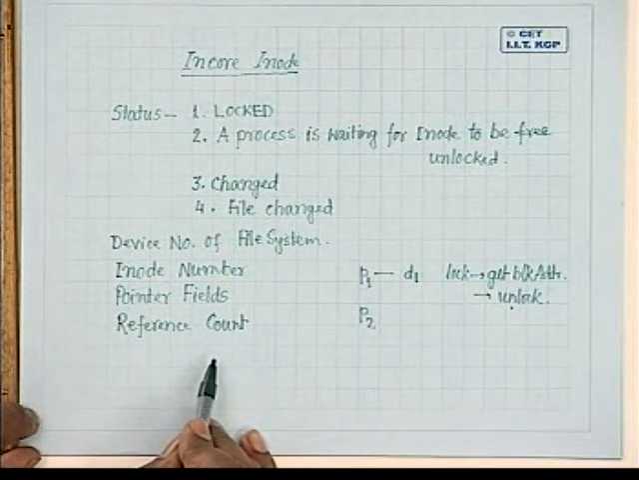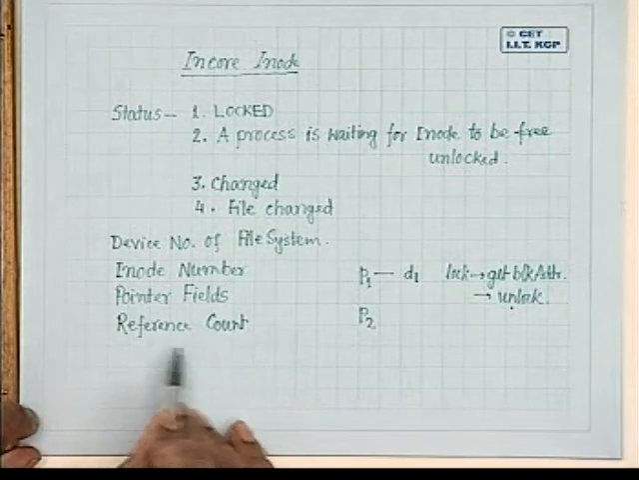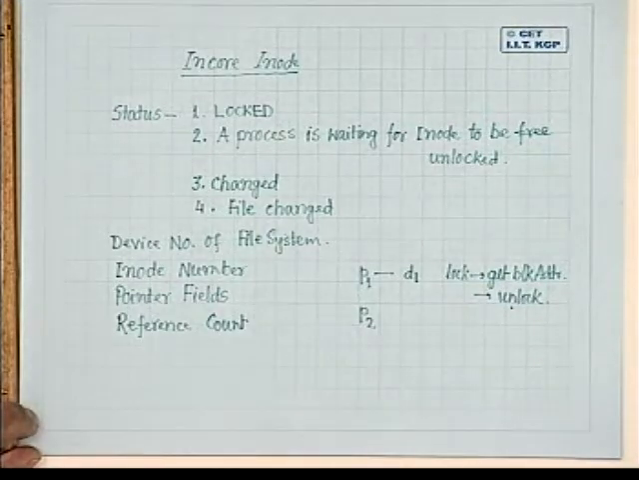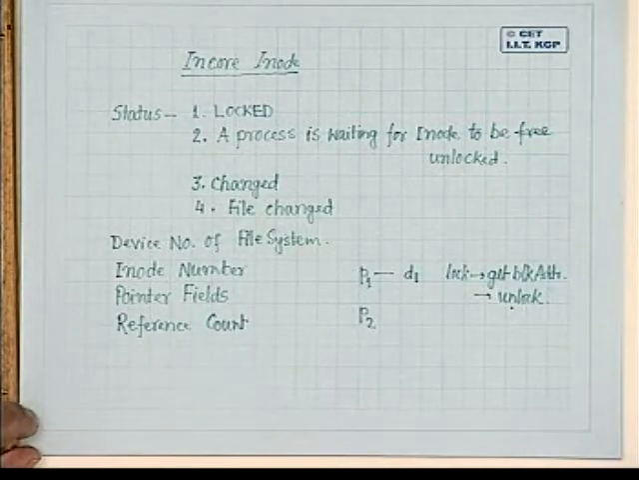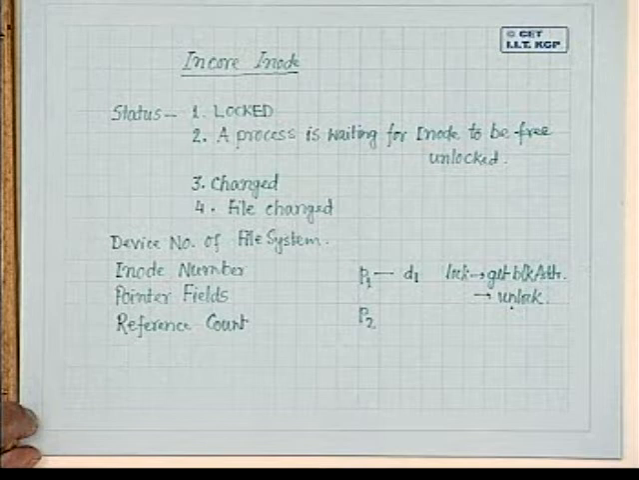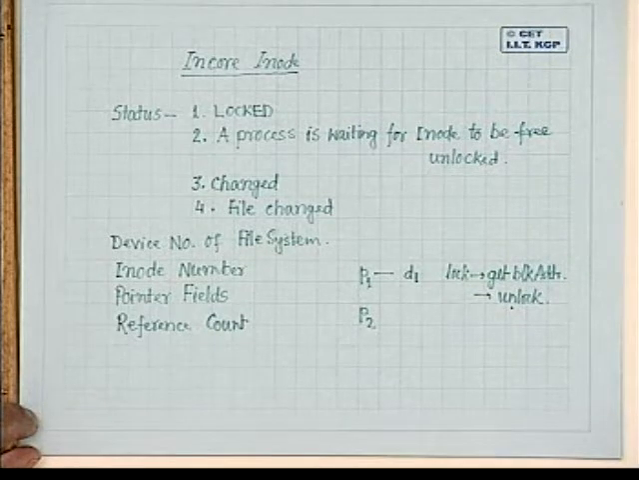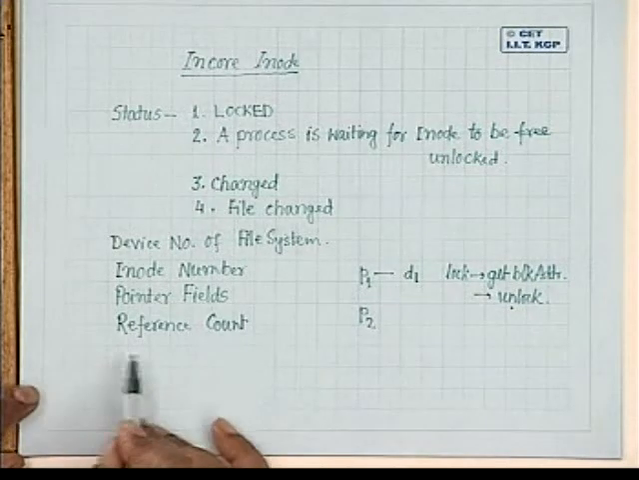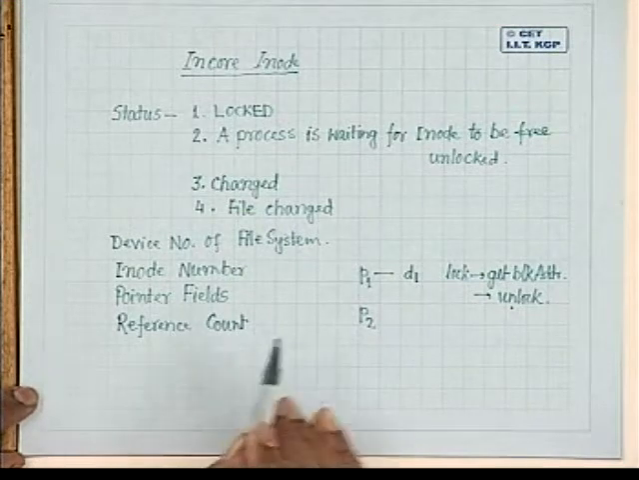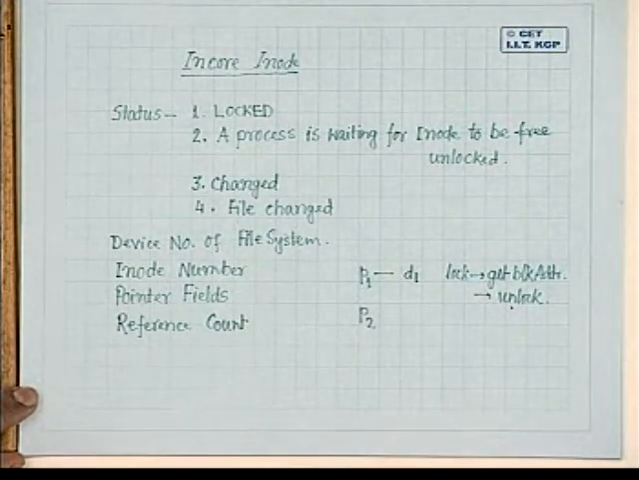It may be unlocked. But because it is not free, it cannot be put on the free inode list. So only when process P2 also closes the file, again the reference count field will be decremented by 1. It will become equal to 0. And now we know that the inode is not active for any of the processes. So only when the reference count becomes equal to 0, you can put this inode on the free inode list. Otherwise, you cannot.